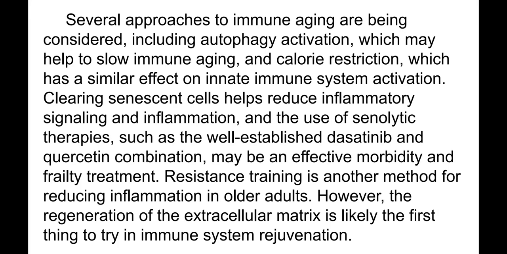Resistance training is another method for reducing inflammation in older adults. However, the regeneration of the extracellular matrix is likely the first thing to try in immune system regeneration. Again, my opinion is that stiffening of the extracellular matrix, and especially of blood vessels, is the core, the main cause of aging. So if we improve it, then we will slow down aging or even reverse it slowly.